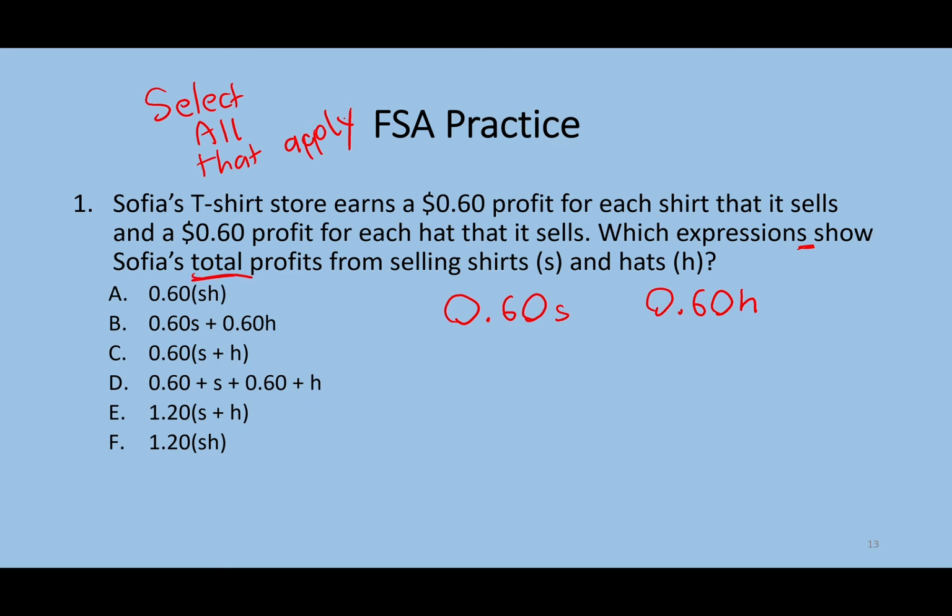Well, if it's a total, this is how much profit she gets for S, and this is how much profit she gets for H. Totals are together. They're a sum. I would add both of these together. This, or some variation of it, is what I'm looking for. So, let's take a look. Let's do a quick fire round. I already know my answer is B. Why? Because it's exactly the same as what I'm looking for.